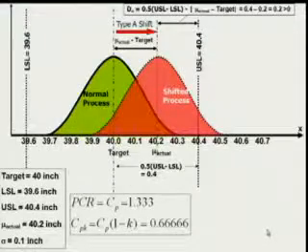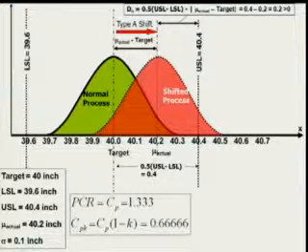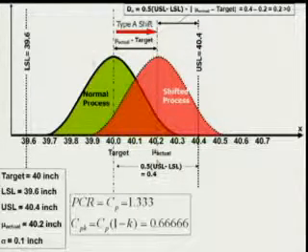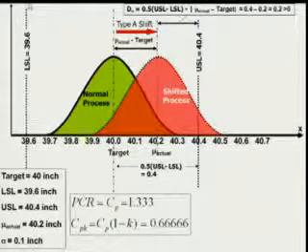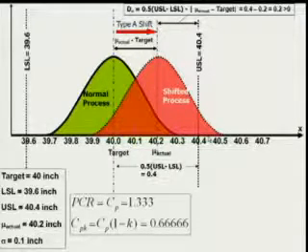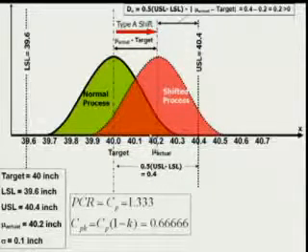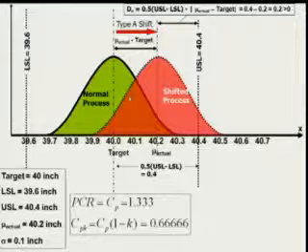Let's look at this by a graph here. Here is the process, okay, the normal process. Now it's a center of 40. Now that's what we thought. Our spec limits are here, 39.6, 40.4. But when we tested the process, it turned out that the process center has shifted from 40 to 40.2, as you can see here. So this red distribution here represents the shifted process.